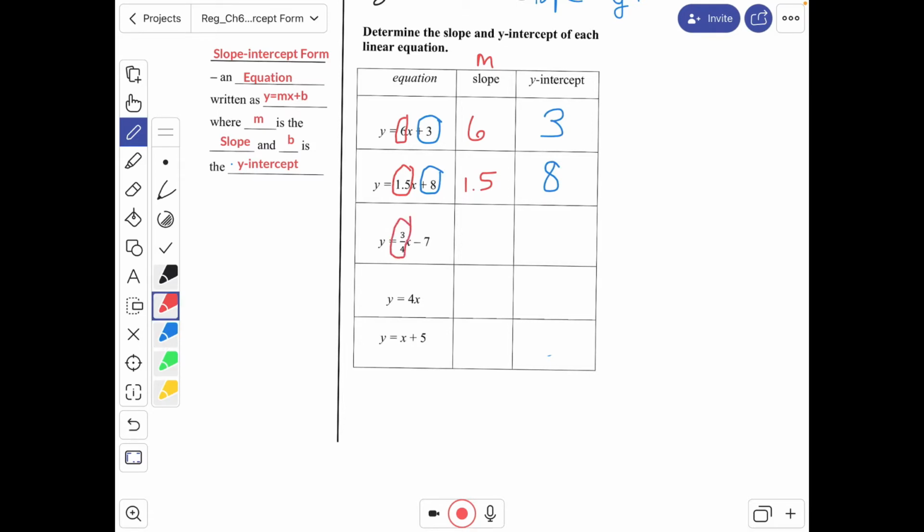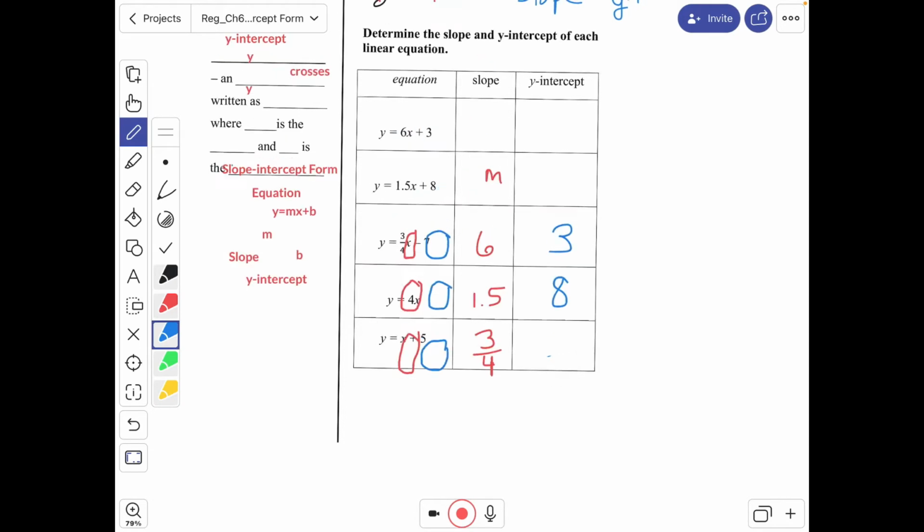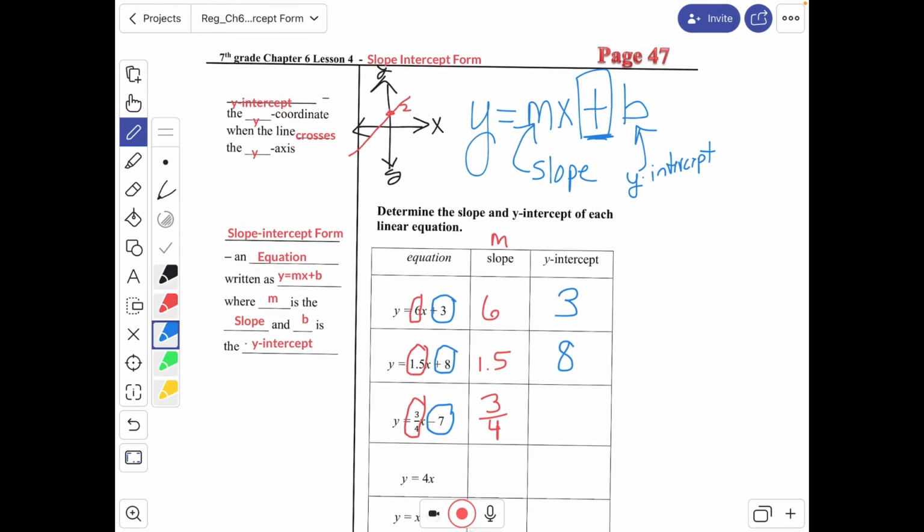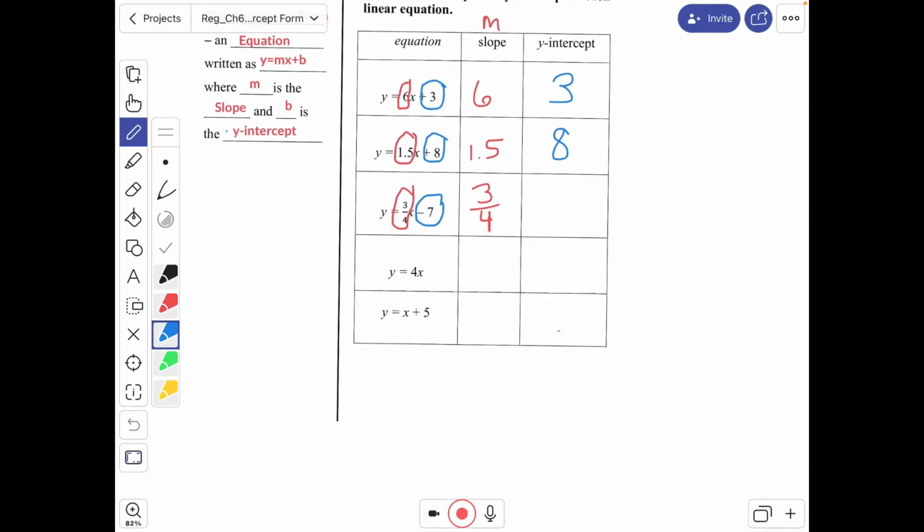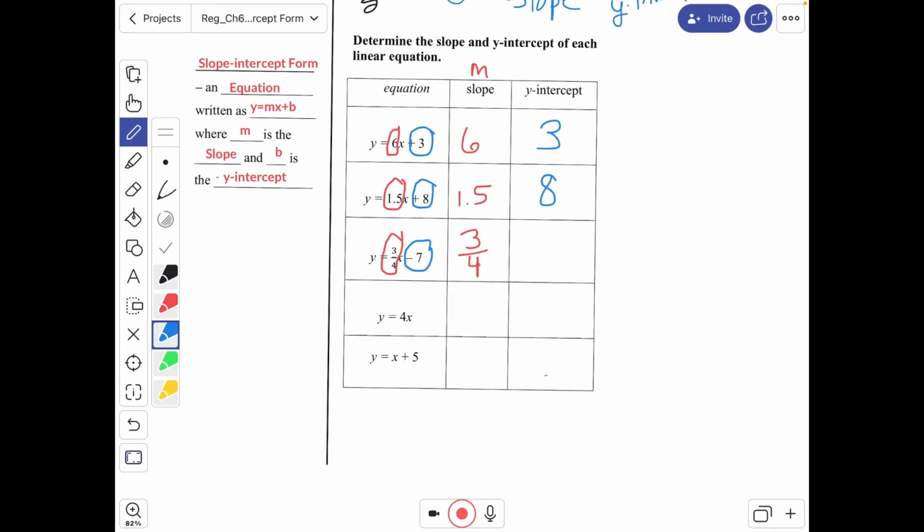Even if that number is a fraction, that is the slope in front of x. Whatever number we're multiplying times x is the slope. And the number by itself is the y-intercept. Okay, but this time it wasn't plus. And our formula says it has to be plus. So if it's not plus, then it must be negative. So this one is -7.